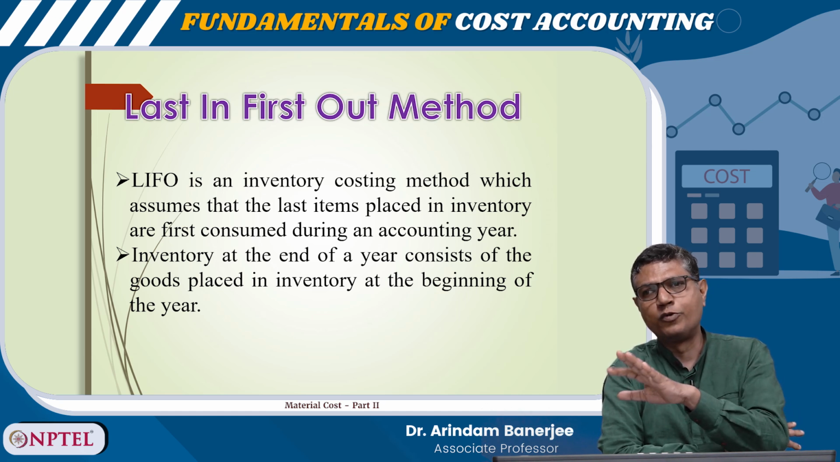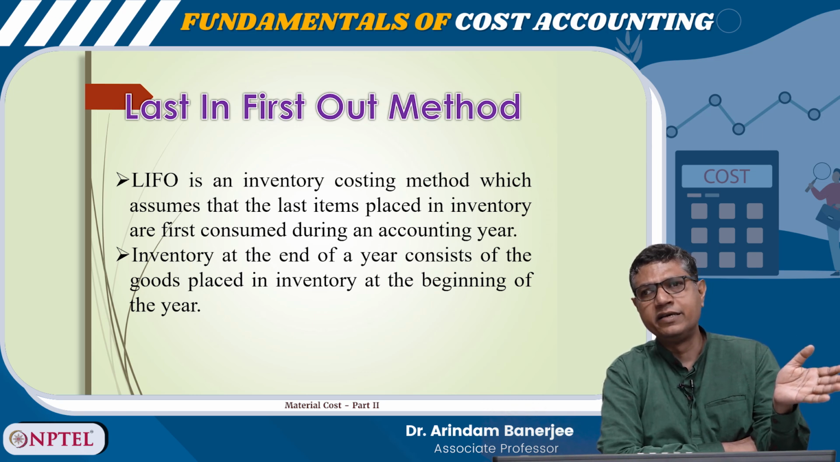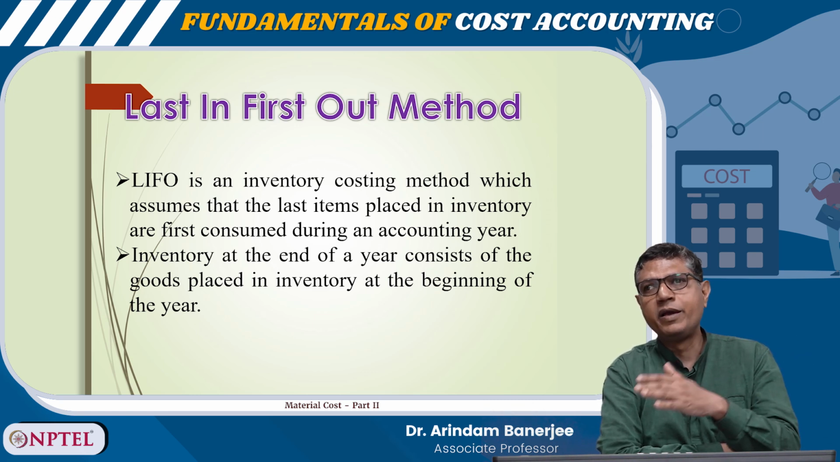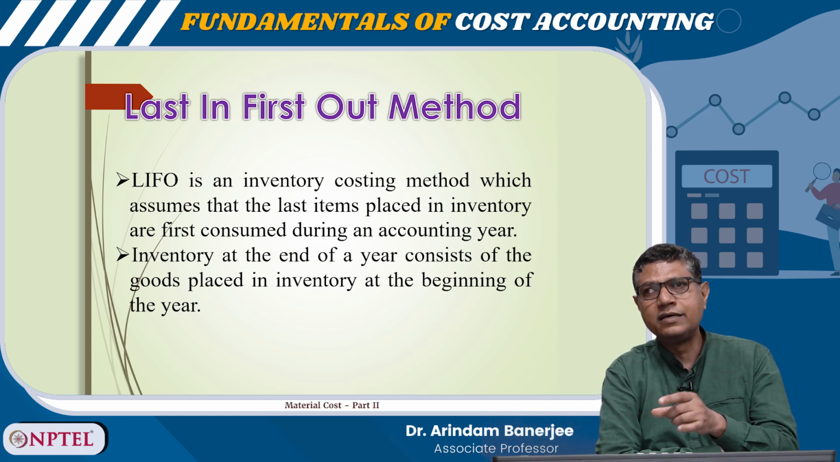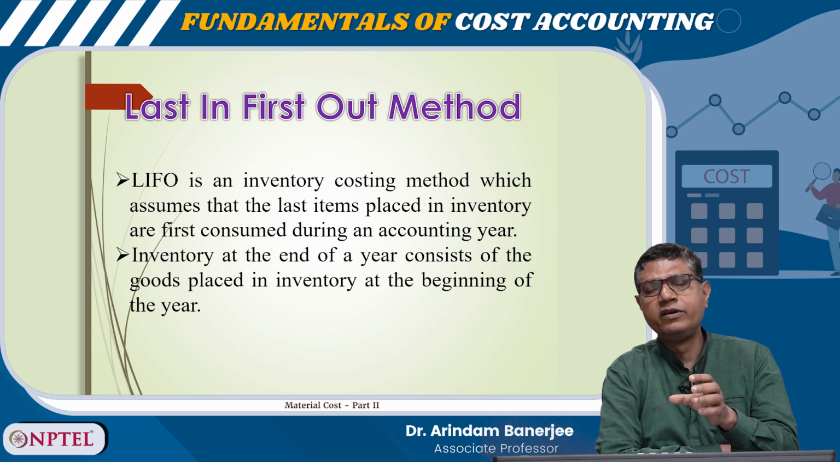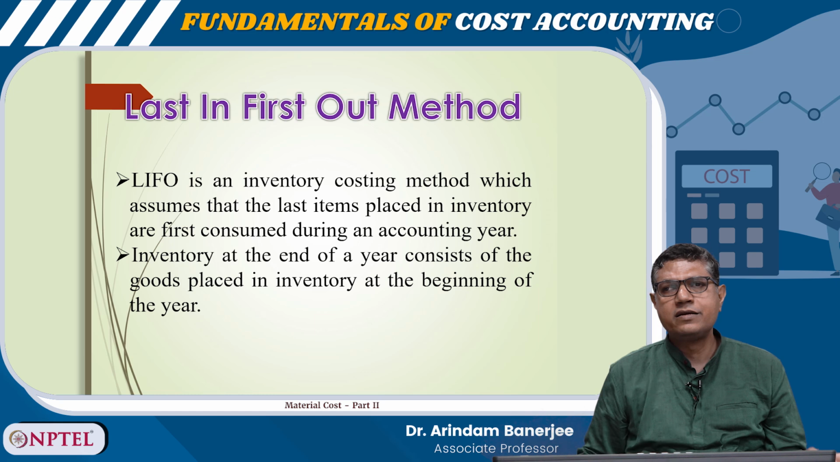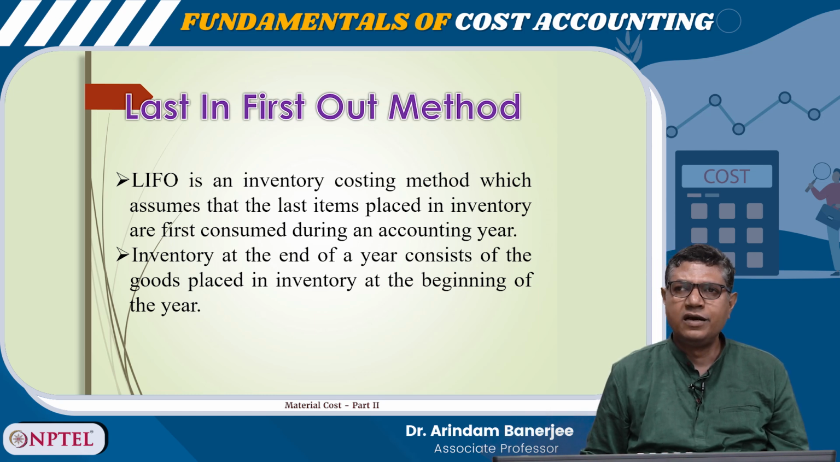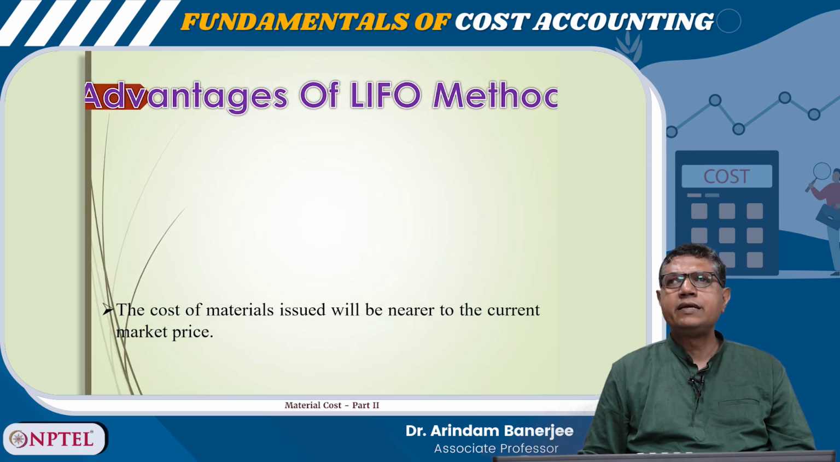That goes out to production fast, and the material which came earlier, in the past, remains in the stock. So, in that case, the value of inventory will reflect what? It will reflect the older prices at which the material was procured. Now, what are the advantages?